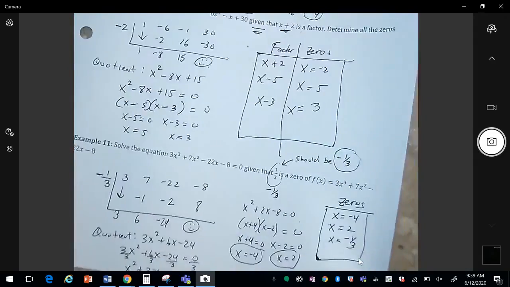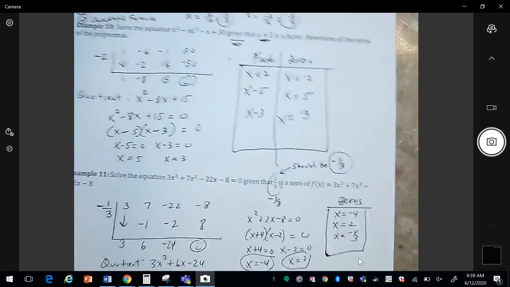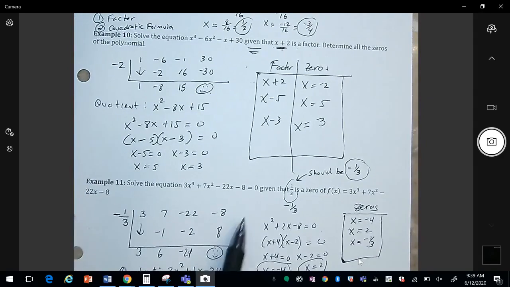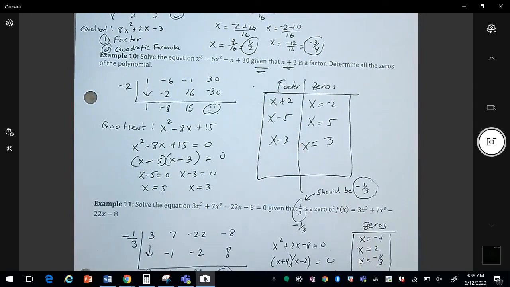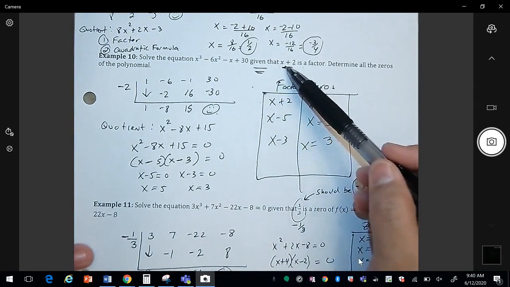Okay, so that was the end of section 2.3, finding the zeros given that something is a 0 or something is a factor. In section 2.5, we'll be able to find zeros when they don't give you this information.